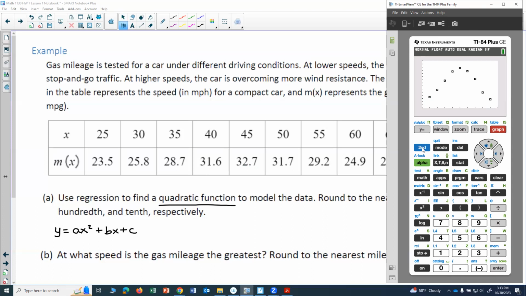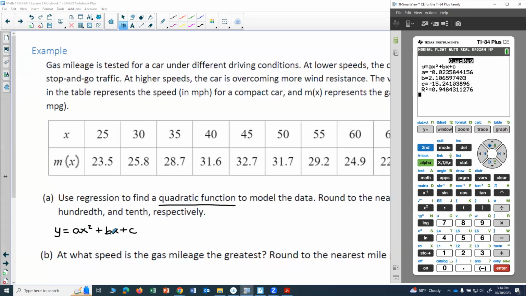To go back to my home screen, I'll do second mode. And now to get the regression equation, I want to go to Stat. Use your right arrow to go to Calc. And we want number 5, quadratic regression. So I'll hit number 5. I have my data in list 1 and list 2. And then I calculate. So it gives me the coefficients A, B, and C here. So all I have to do now is write them down.